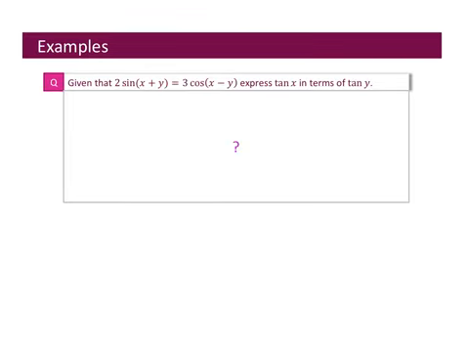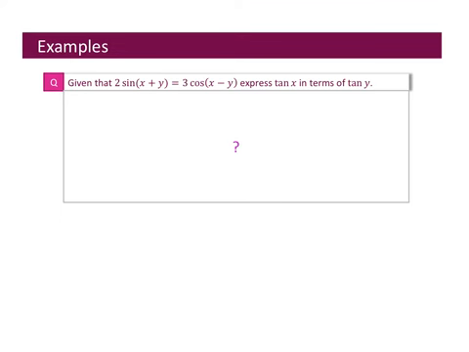So, given that 2 sine x plus y equals 3 cos x minus y, express tan x in terms of tan y. So it's asking us for tan x in terms of tan y. So what that means is we need to have tan x equals. So, step 1. I'm going to be using the addition formula to rewrite sine and cos. Okay? So, when we are proving and expressing in terms of tan, remember there's more than one way. Some are quicker than others, but you should always get to the same answer.